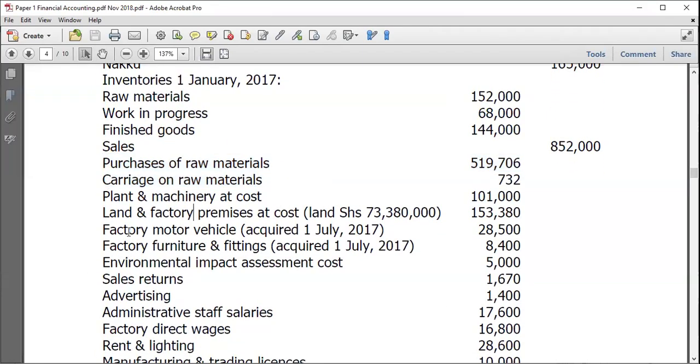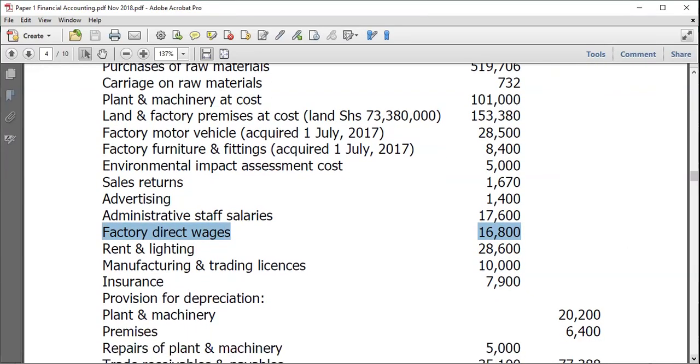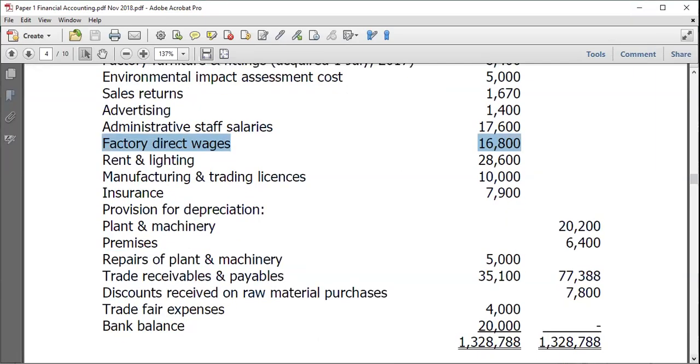Labor, not the salaries. The salaries are usually for the general staff, but usually for labor, they call it wages in most cases. So do we see this line? This line of factory direct wages of 16,800. I hope you can all see it. That is the first line of factory direct wages that they have shown us. Now ours is to check and see if there is any additional information on this 16,800.